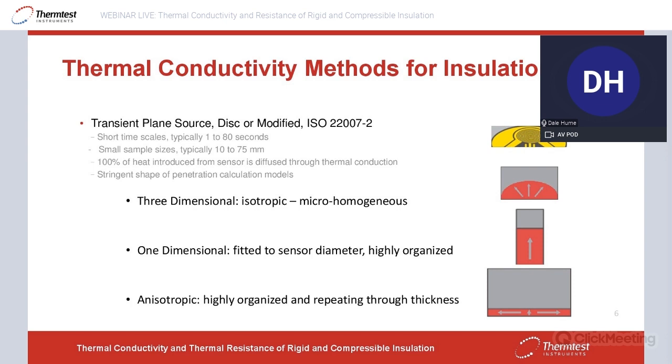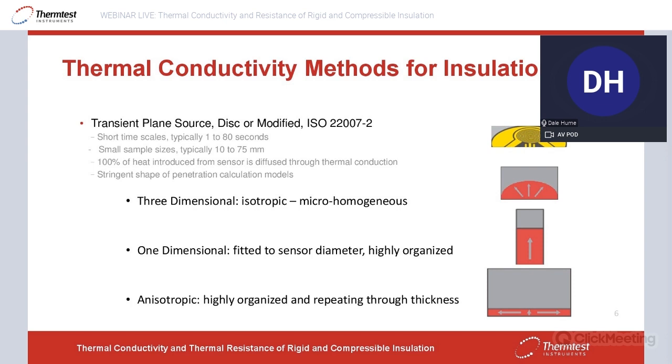One-dimensional, basically you can fit a more conductive type material, not an insulation type material, but a more conductive type material. You can fit the dimension or the diameter of that material to the sensor, and it provides some passive guarding and a one-dimensional heat flow. That particular testing approach requires the input of density and specific heat.